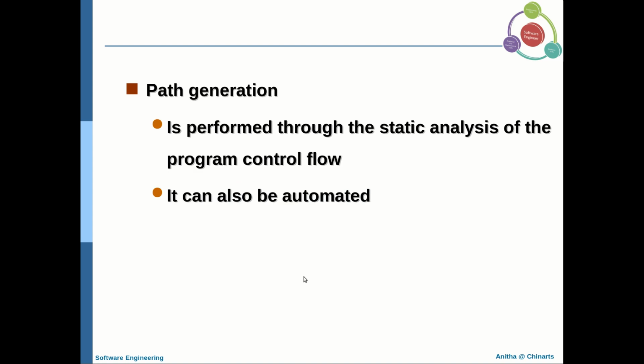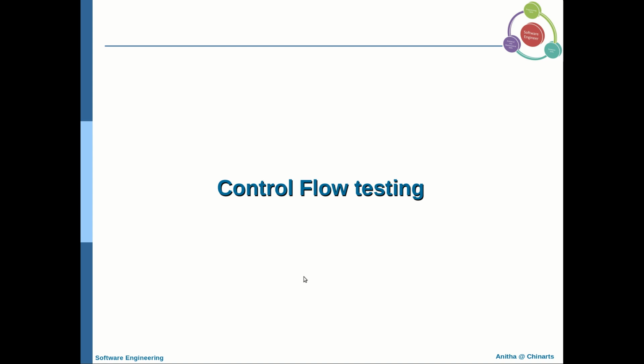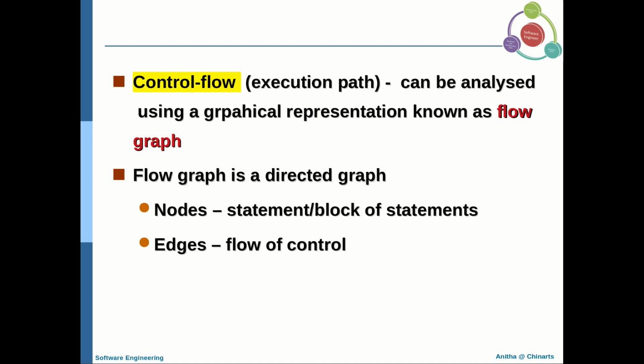If I want to do path testing, one of the path testing techniques is called control flow testing. When I say control flow testing, what is the execution control of that particular program? What is the flow of execution of that program is what you call control flow testing. Again I repeat, the control flow is the execution path. The control flow can be analyzed using a graphical representation, which is also known as a flow graph, the flow graph of the program execution.